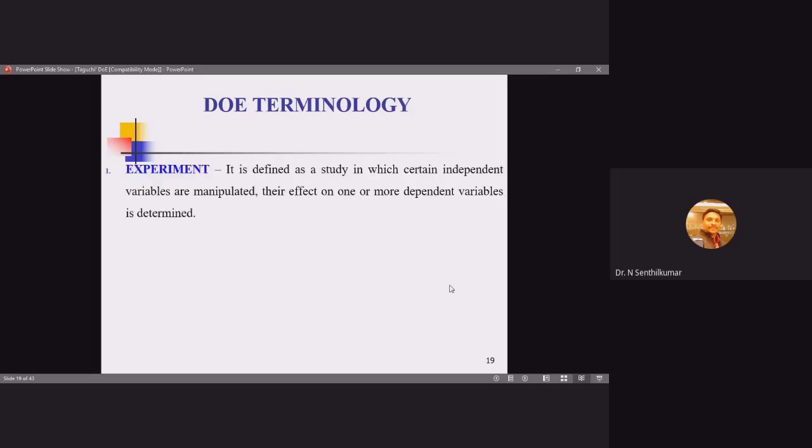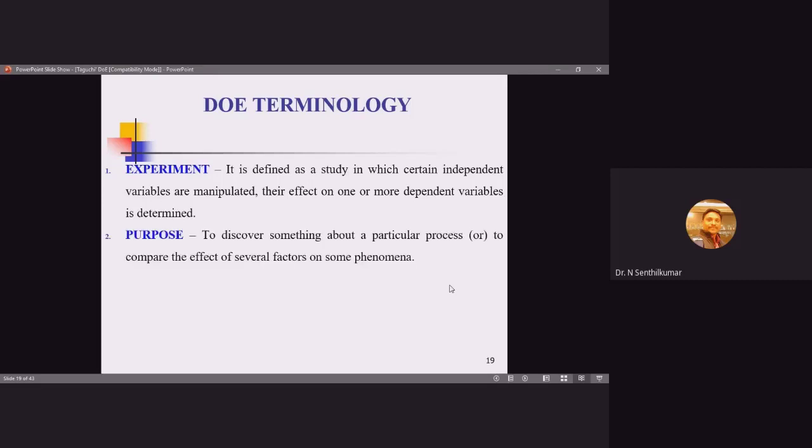So this and all I will move through at a faster rate. In the DOE there are many terminologies. The first important thing is the experiment, that is, the combination of various inputs that comprises one experiment. Then purpose. What is the purpose of doing some study? To know what happens to MRR when the cutting force increases, when the cutting speed increases. That I am going to determine. So that is my objective, my purpose. So we are going to do experiments with a purpose.